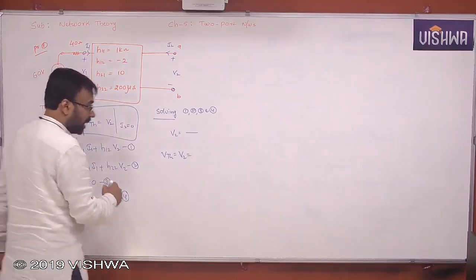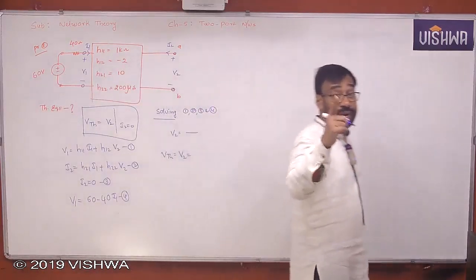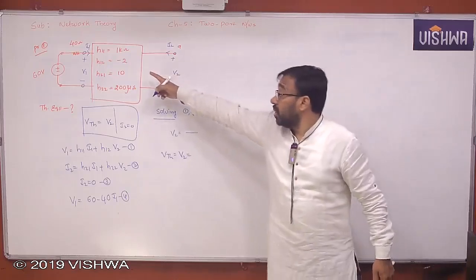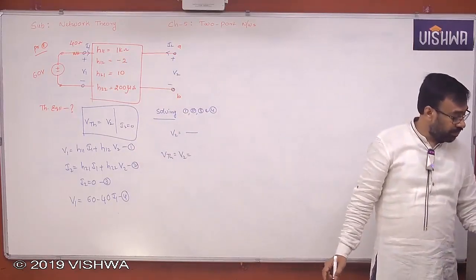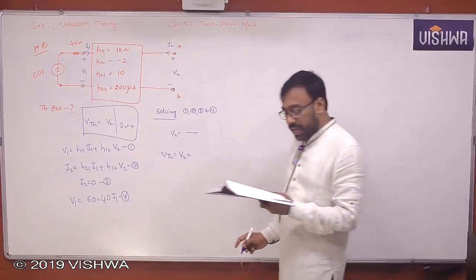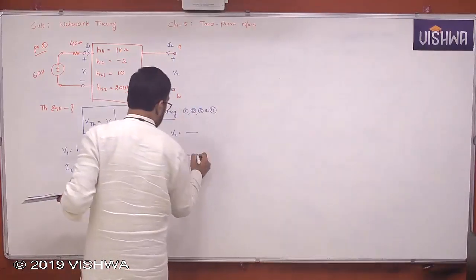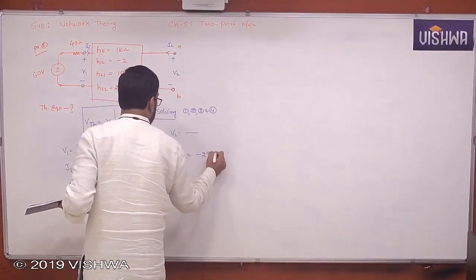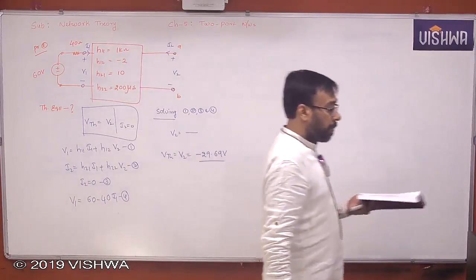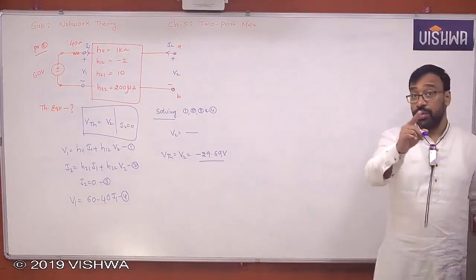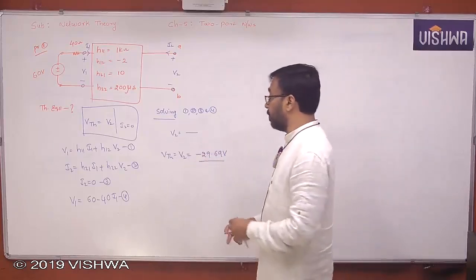So if you solve that, I'll give you directly the answer. You please try after substituting all these values in these equations. Okay, I'll give you the answer directly here: minus 29.69 volts. Got it, all of you? Okay. You try. You take some time and then finish it off.